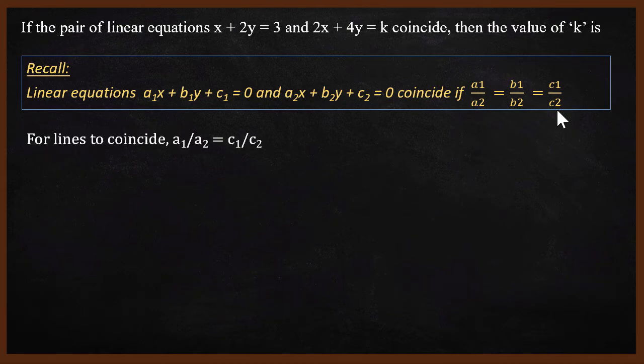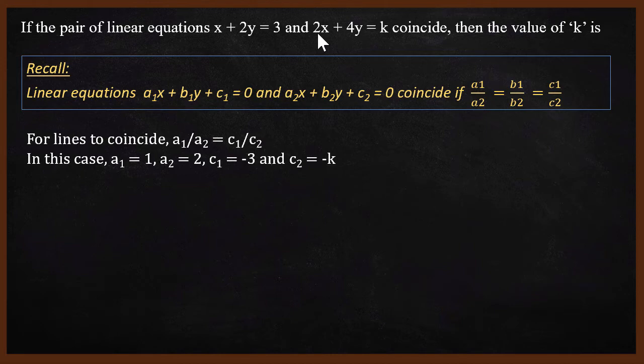For lines to coincide, the ratio of x coefficient should be the same as the ratio of constant. So in this case, what is the value of a1? The x coefficient is 1 here, so that is the value of a1. The value of a2 is 2, because that's the x coefficient of the second equation. And the constant: this equals 3, so if you move it to the LHS, it becomes minus 3. And in this case, if you move to the LHS, it becomes minus k. So that's why you have c1 equals minus 3 and c2 equals minus k.